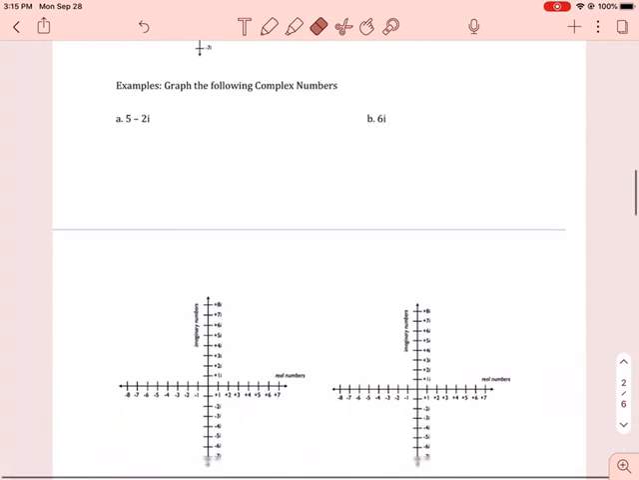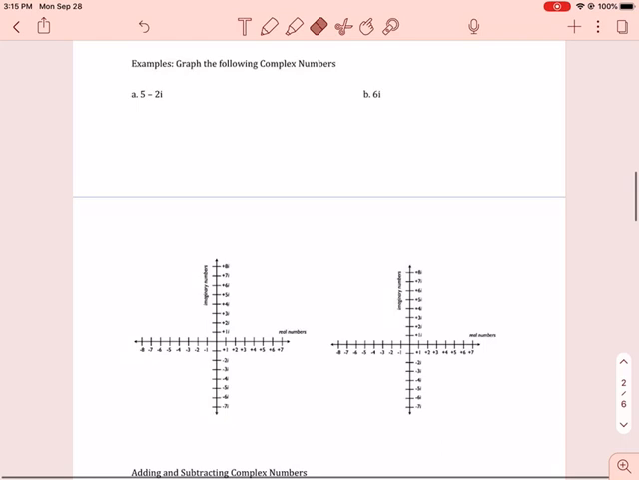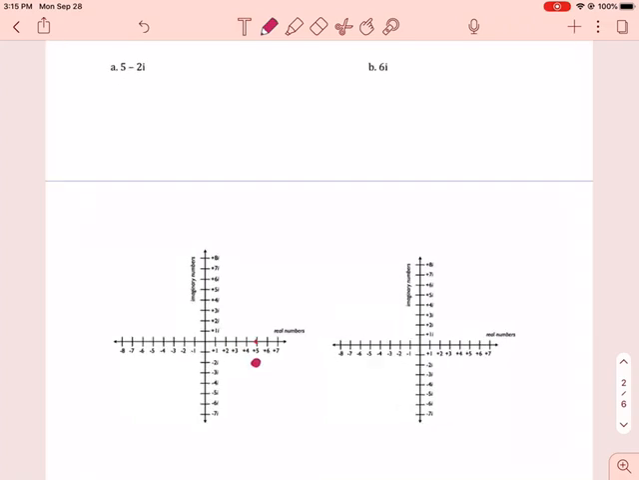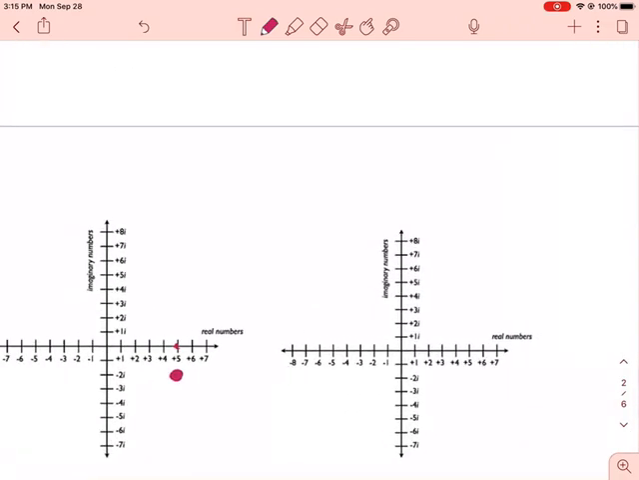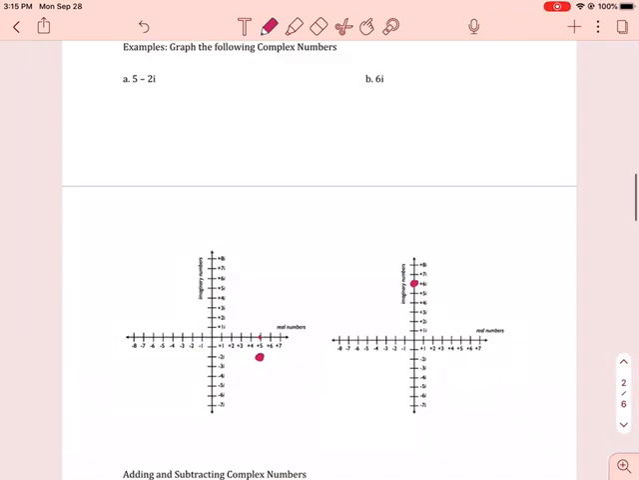Let's try another one. I want to graph 5 minus 2i. I couldn't get the graph to fit on that page. All right, so 5 minus 2i. I'm going to go over to 5, and then I'm going to go down negative 2i. So that's right here, and that's my answer. Now 6i. Well, I'm not going anywhere left or right because I don't have any reals. I only have an imaginary, so I'm only going to go up 6. And there's our point. So you would need special coordinate planes to graph a complex number.